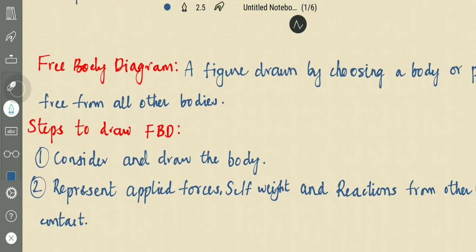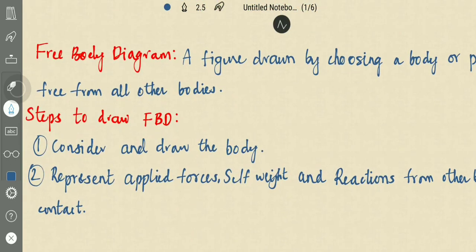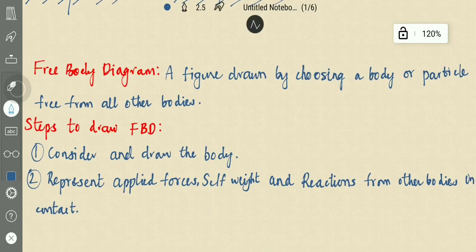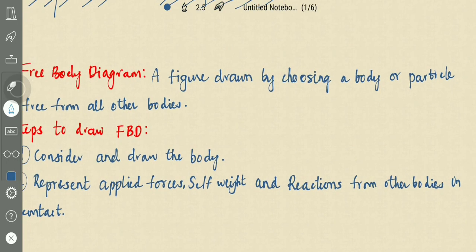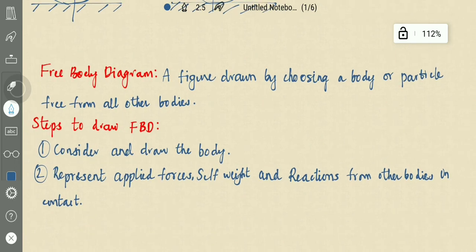And the next one is, let us see what is a free body diagram, and we refer to free body diagram for coplanar concurrent forces. A free body diagram is a diagram which is drawn by choosing a body or particle in the system free from all other bodies. If there are two bodies in a system and we need to draw the free body diagram of one body, then we should draw the free body diagram of that selected body excluding the other body.